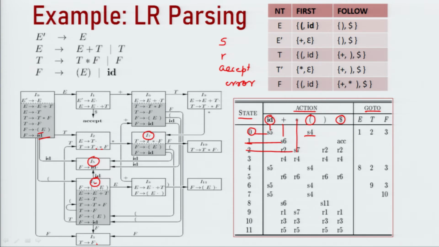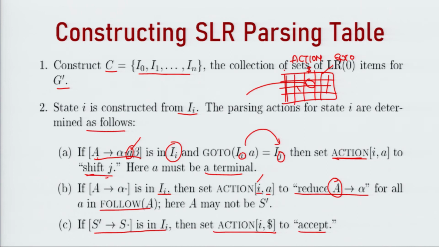Now, we will focus on how to fill all reduce entries into the table. So, for reduce, whenever we have an item with the dot at the extreme right position, dot at the extreme right position.